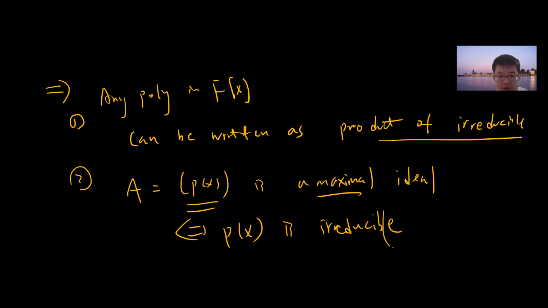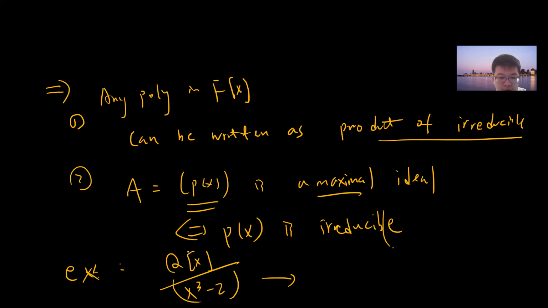Remember that if you quotient by any maximal ideal, you get a field. For example, if you take Q of X and quotient by x squared minus 2, this polynomial is irreducible over Q, so the ideal is maximal, which tells you that the quotient is a field. Okay, you can check. Let me write down another result. Basically, it's very easy from algebraic geometry.